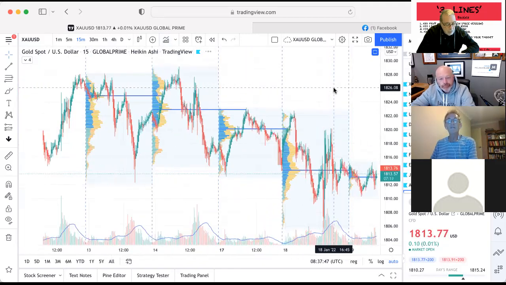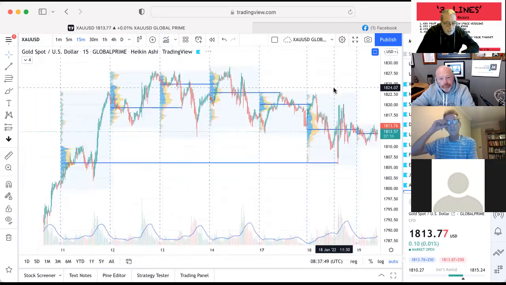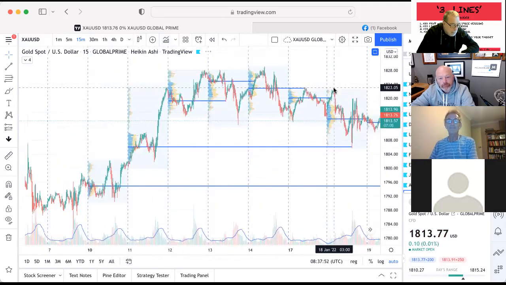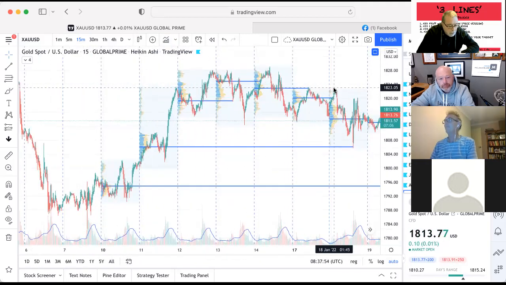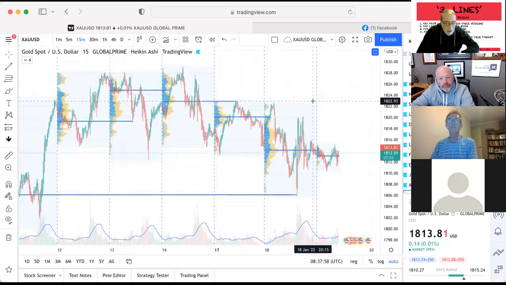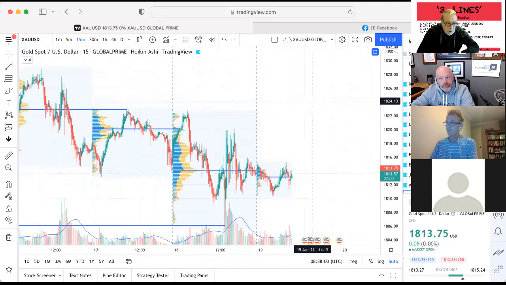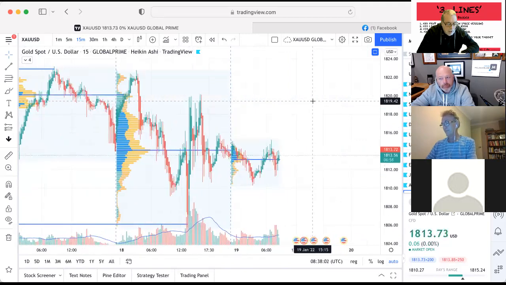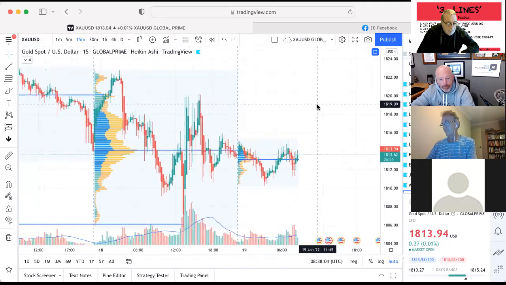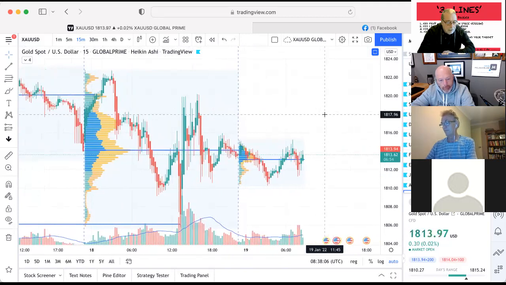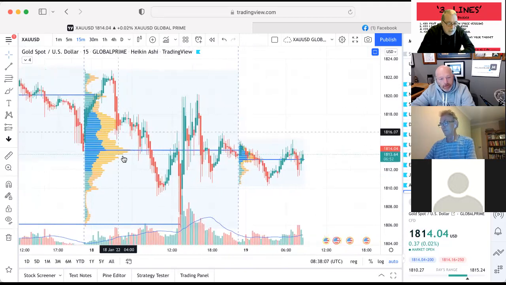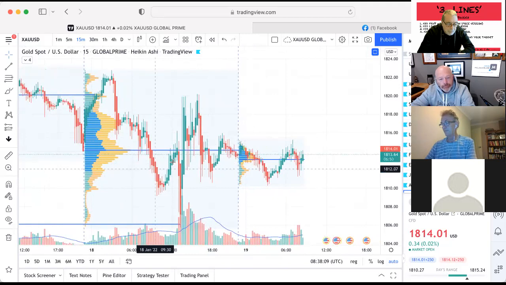I think it goes back to the beginning of last week, the 10th. So we're focusing on yesterday, and we need to mark on the 3 lines. So there's yesterday's volume profile.